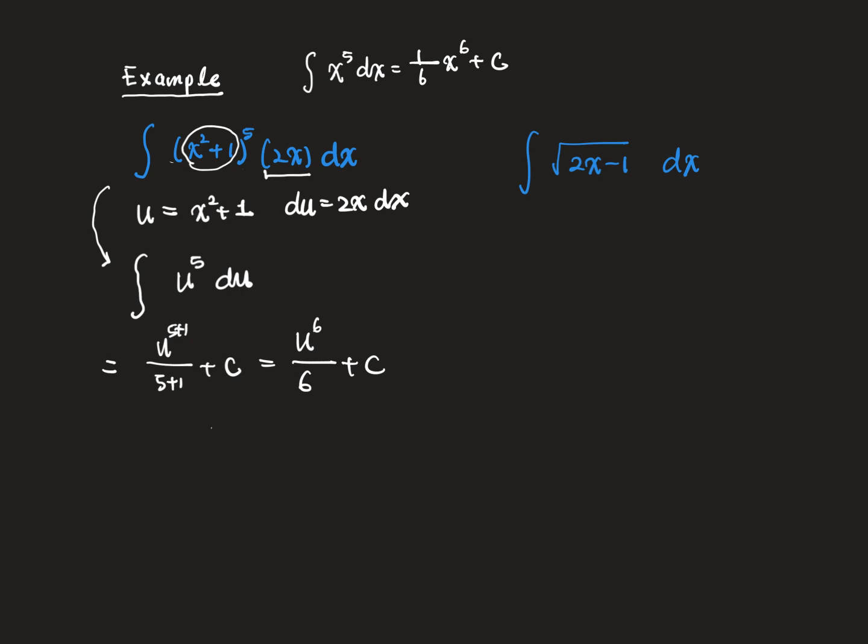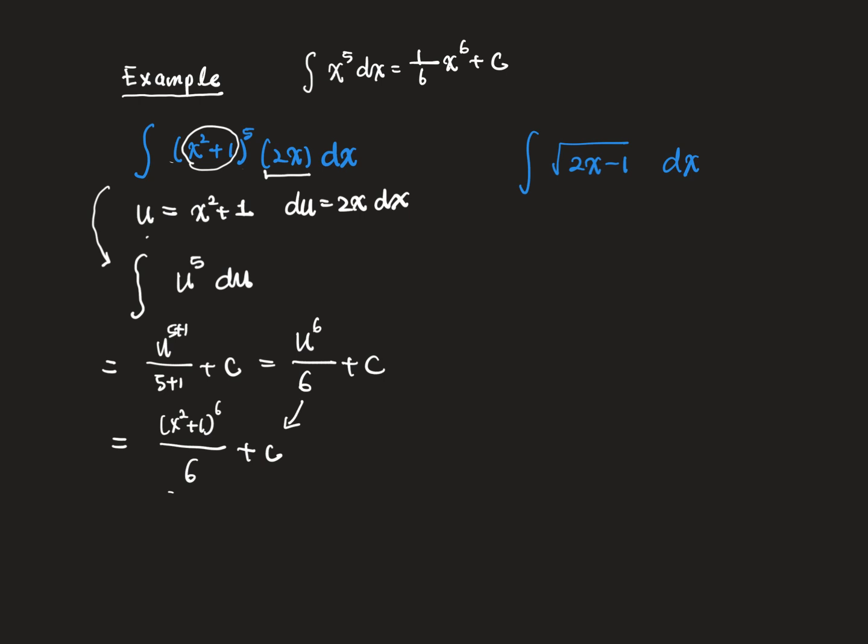You are not done yet. We use u equals x squared plus 1. So this is (x squared plus 1) to the 6th power over 6 plus c. From the previous calculus class, the indefinite integral is a function of x, so you have to put the u value back right there, okay?